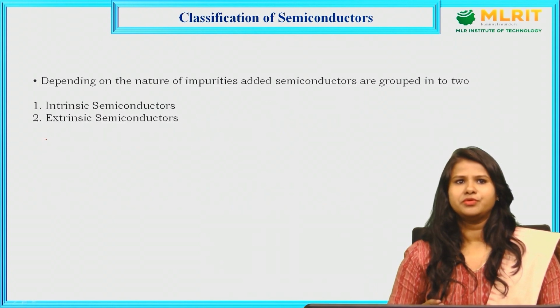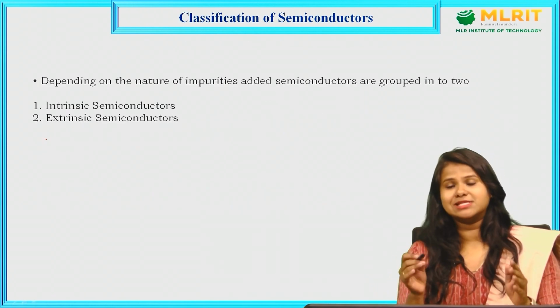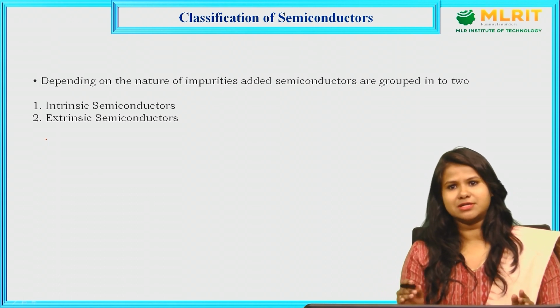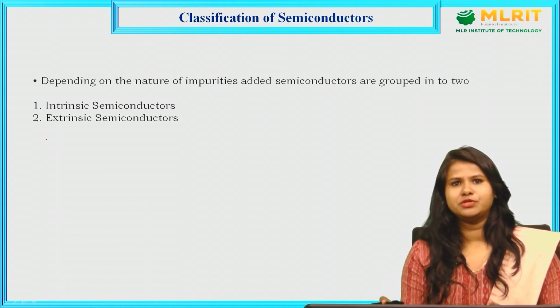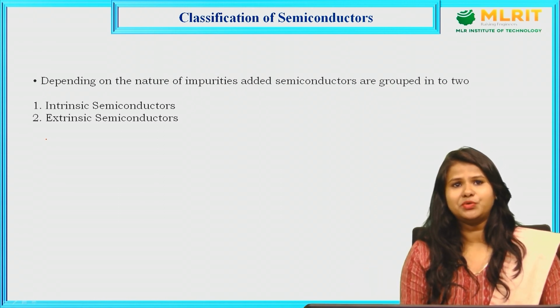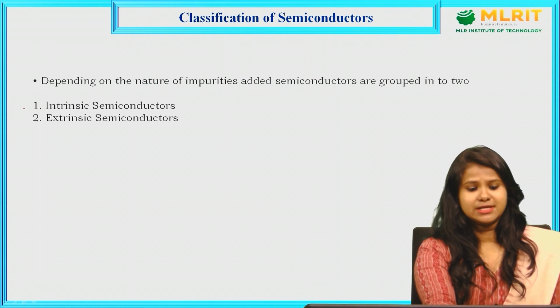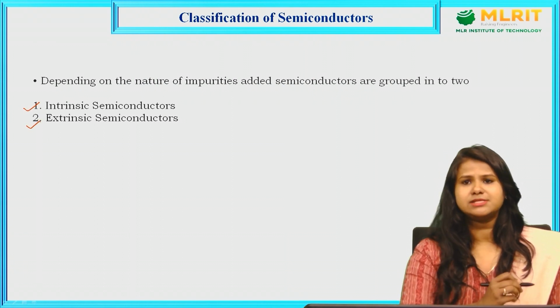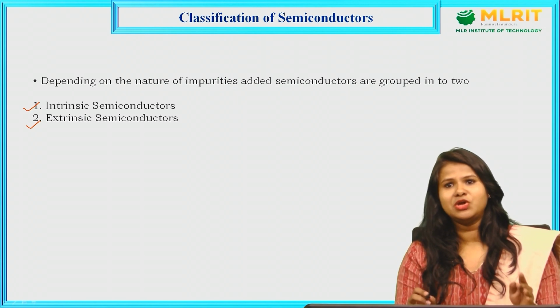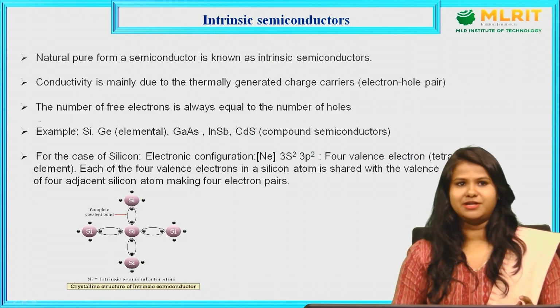Now we will go to the classification of semiconductors, meaning the categories of semiconductors that we know. Mostly all semiconductors are classified into two types: one is intrinsic semiconductor and another is extrinsic semiconductor. Now we will go into details of what an intrinsic semiconductor is and what an extrinsic semiconductor is.